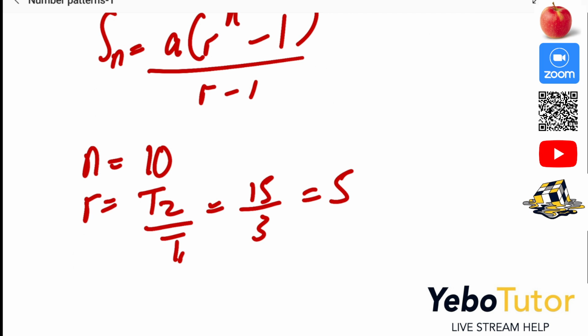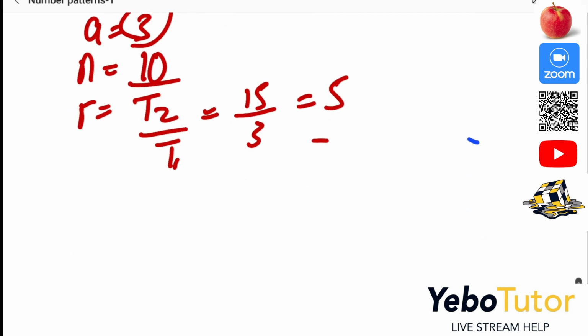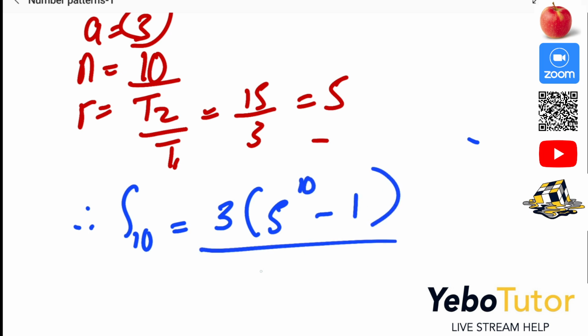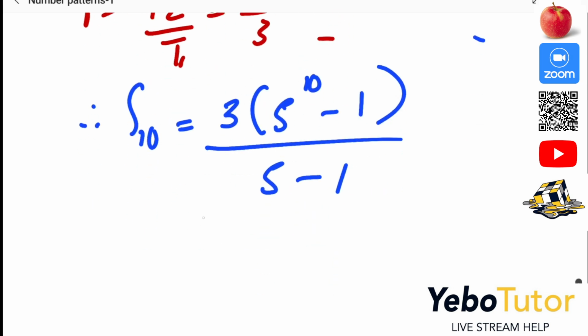Then of course our a is equal to 3, a is the first term of the sequence. We have our a, we have our n, we have our r. Now we can substitute into that equation. Then the sum of the first 10 terms will be equal to a, our a is 3, times 5 to the power of n, which is 10, minus 1, divided by r minus 1, which is 5 minus 1. Then you use your calculator to get the sum of the first 10 terms. So those are just small examples which you can expect when you're looking at the geometric series. Easy as that, then you should be able to understand further.